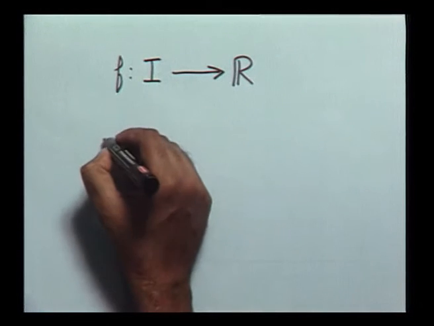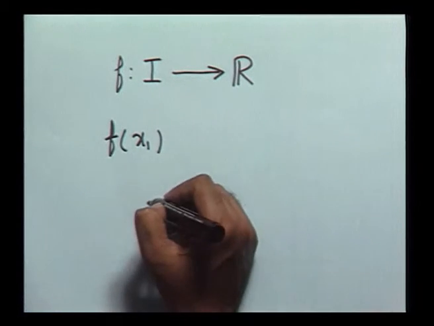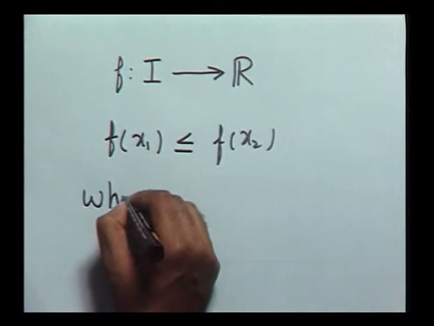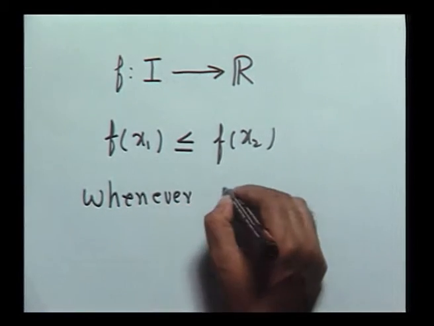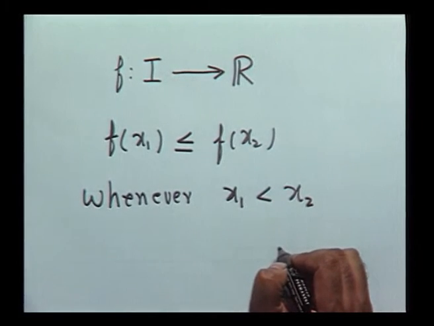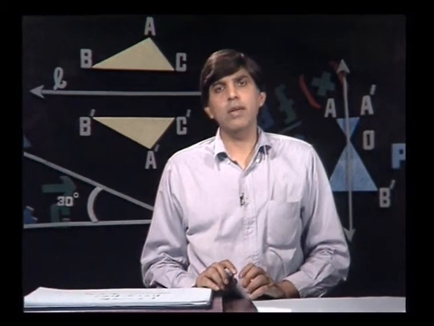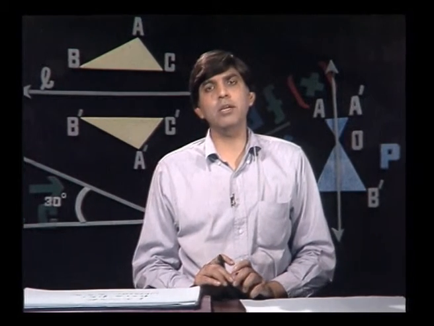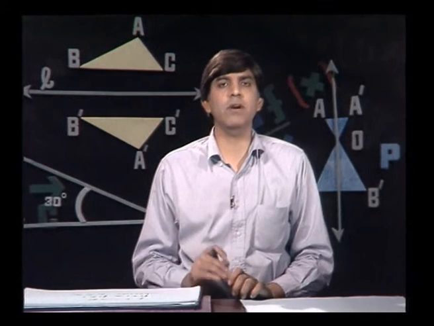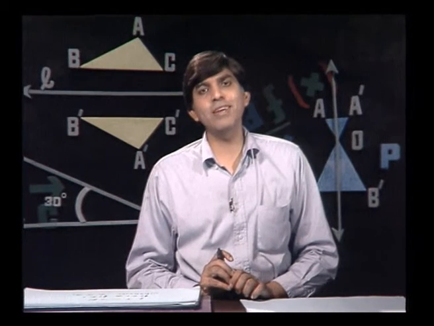There were times when we came across a function f like this, such that f(x1) was less than or equal to f(x2) whenever x1 was less than x2. Such a function is called an increasing function. There are lots of examples of increasing functions, and increasing functions occur all the time in nature. When you study motion and other things, you will find that increasing functions occur all the time. You could similarly understand what I mean when I say you have a decreasing function.